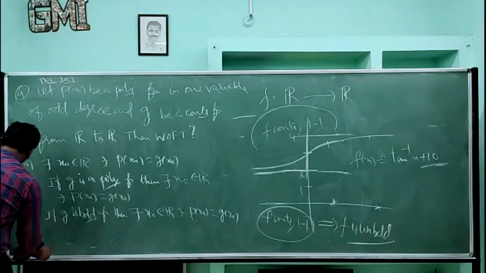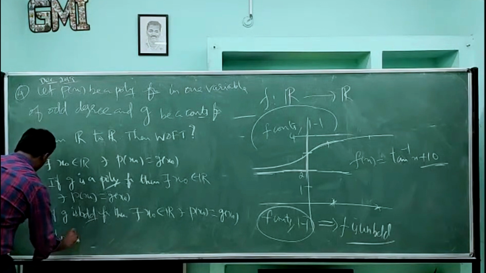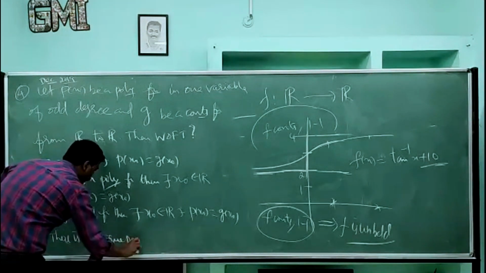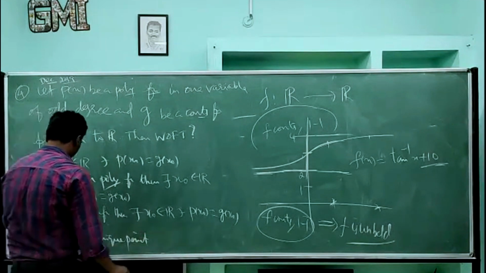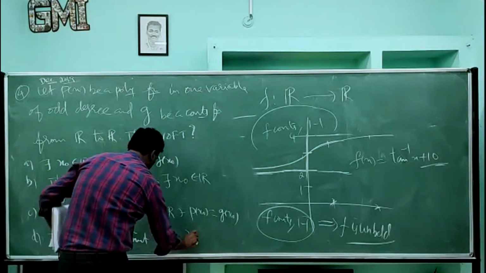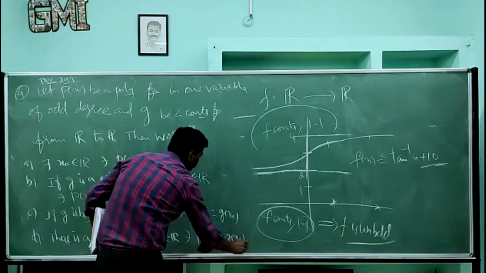Option D: there is a unique point x naught in R such that P of x naught equals G of x naught.